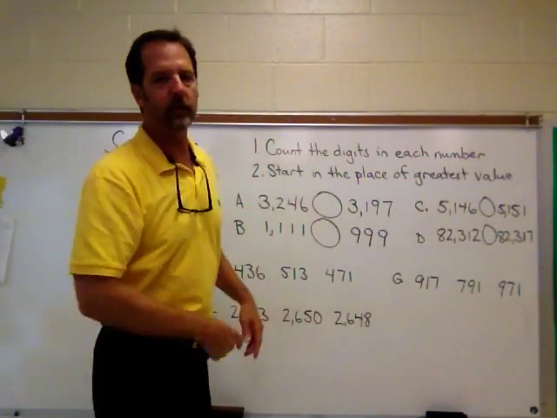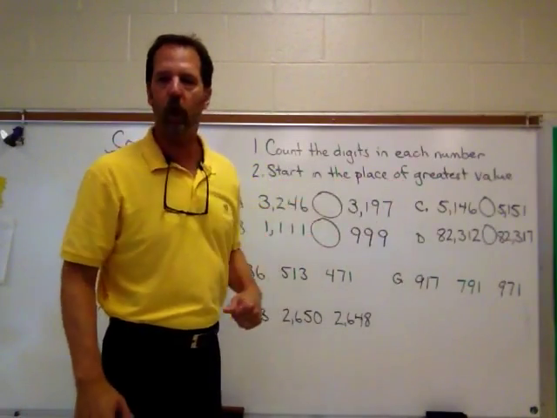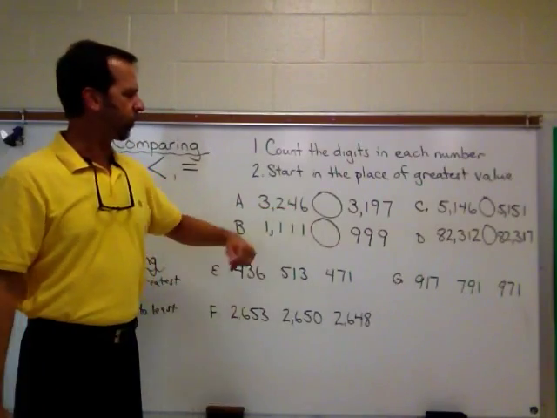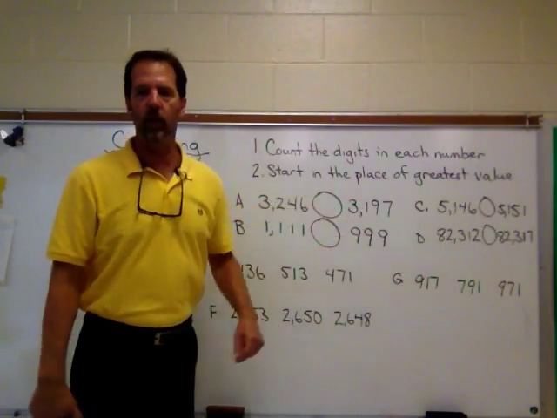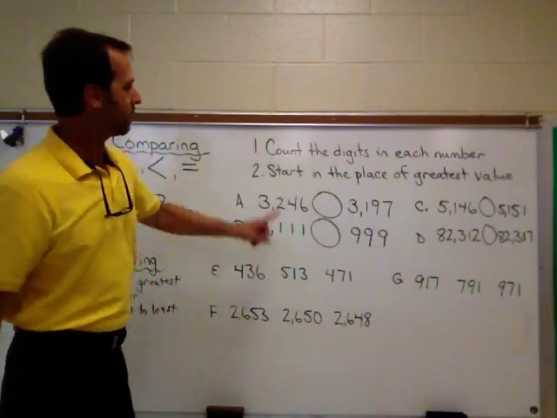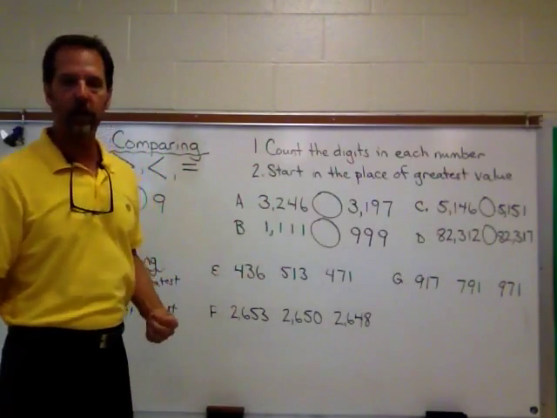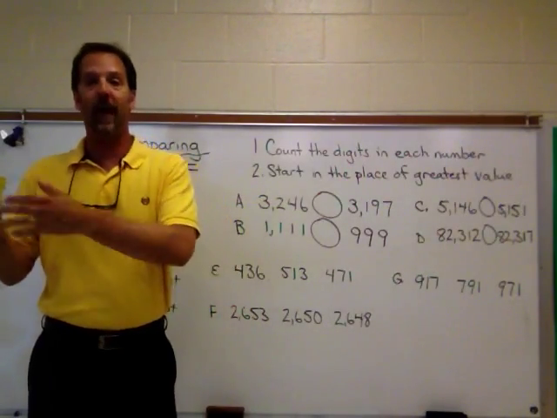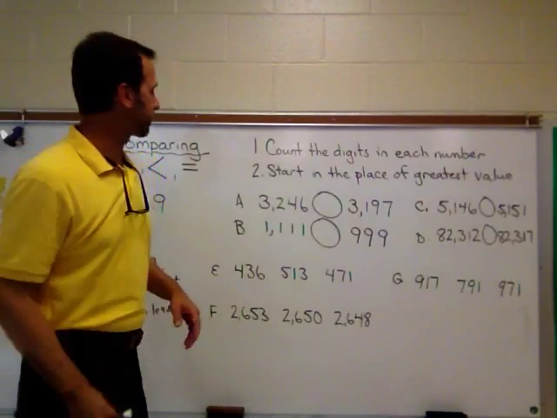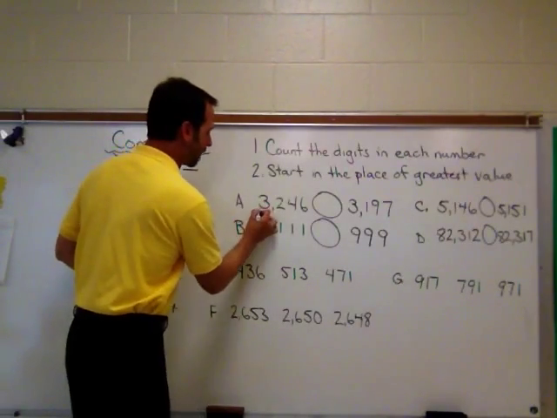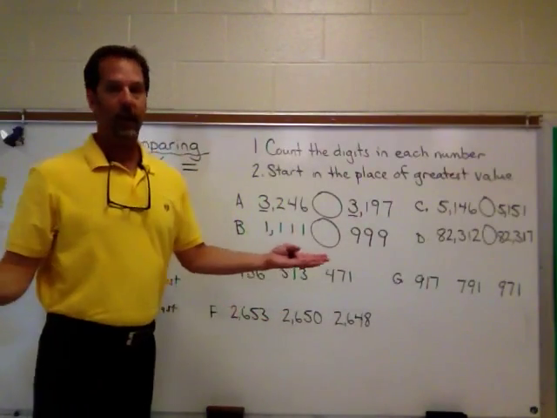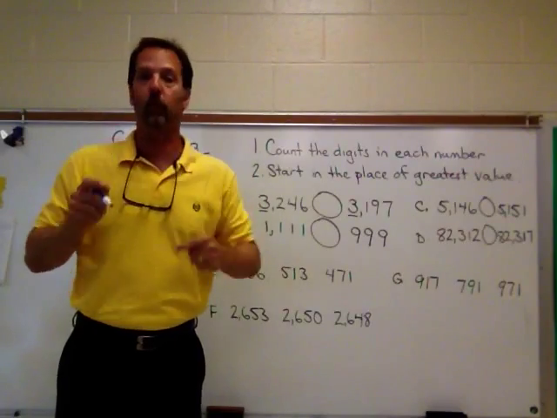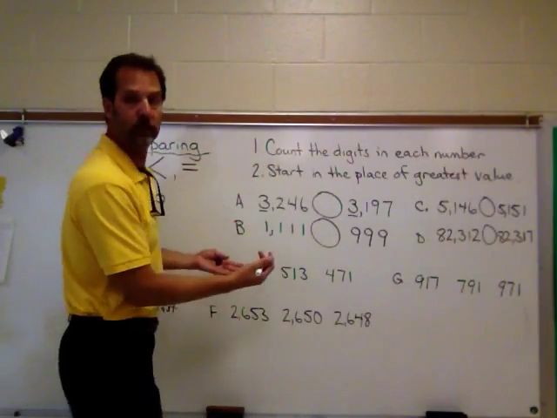Let's take a look at a couple of examples, and I'm going to give you some to try on your own. Let's look at letter A here. I have the number 3,246 and the number 3,197. The first step, count my digits. 4-digit number here, 4-digit number there, no difference. So now I've got to go to the place of the greatest value. In this case, it's the thousands place. In the thousands place, I have a 3 and a 3. Any difference there? No. If there's no difference, we move to the next place of greatest value, moving to the right, which would be the hundreds place.